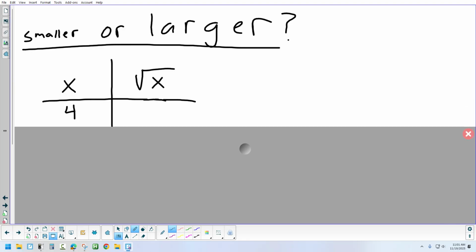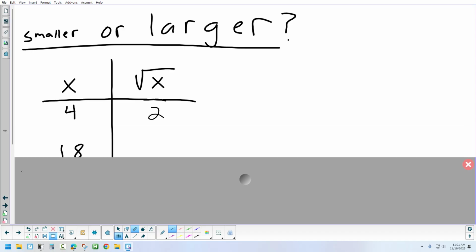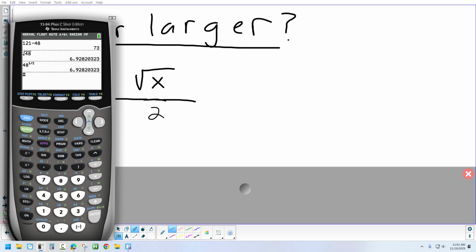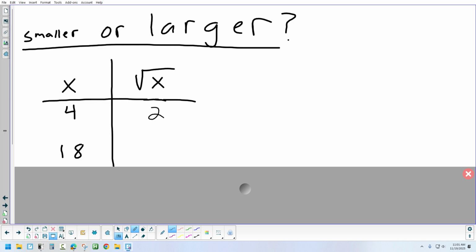All right, so we want to figure out what happens when we take the square root of 4, if it gets smaller or it gets larger. What is the square root of 4? 2. So what happened? Smaller. It got smaller. Let's try another one that doesn't come out to a nice number. Let's do the square root of 18. We get 4.24. What happened? Smaller. So it got smaller again.